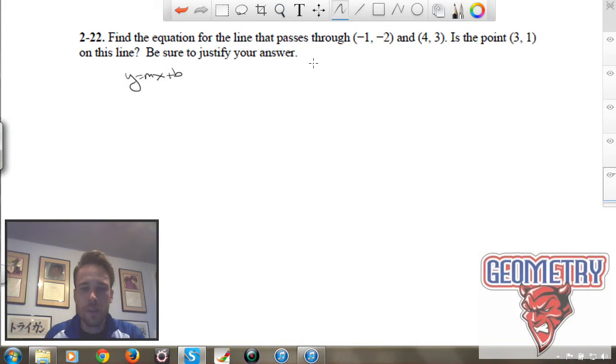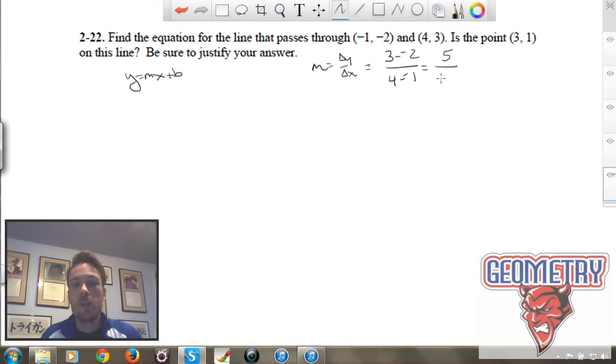So, to find the slope, that's change in y over change in x, y2 minus y1 over x2 minus x1, however you want to think of it, rise over run. So we got 3 minus negative 2 over 4 minus negative 1. So 3 minus negative 2 is really 3 plus 2, which is 5. 4 minus negative 1 is really 4 plus 1, which is 5. So the slope of this line is 1.